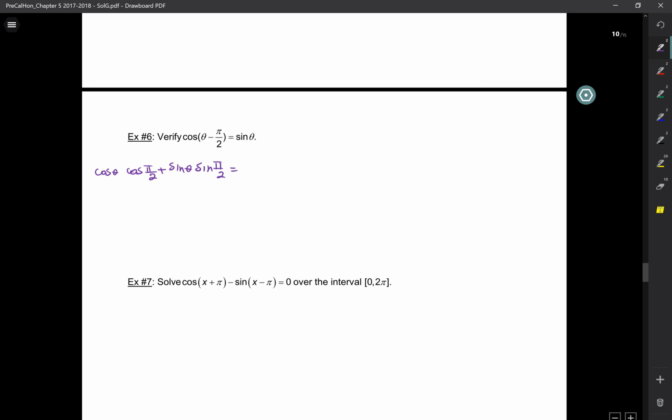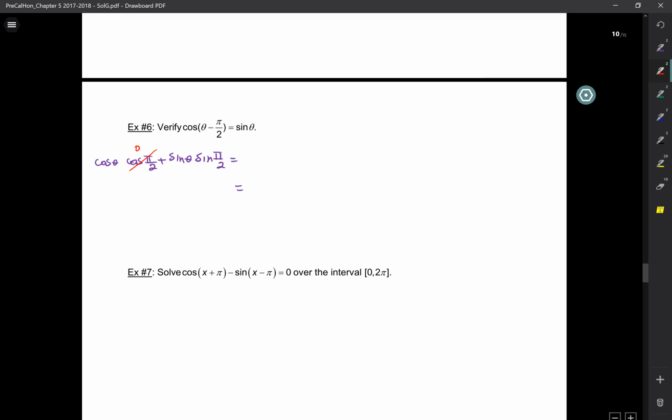Cosine switches. What's cosine of pi over 2 these days? 0. What's sine of pi over 2? 1. So what are we going to end up with here? Sine of theta equals sine of theta. All right? So again, we just verified. Isn't that cool? I could do them all day. Right?